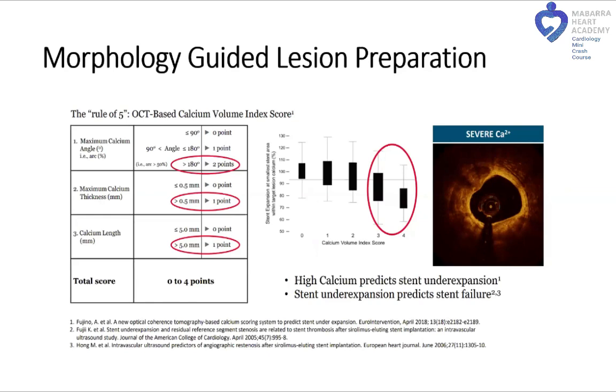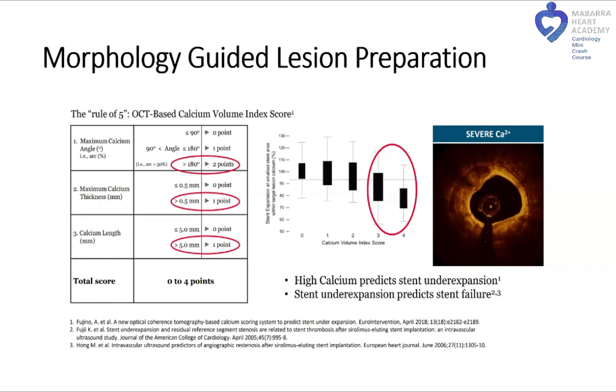This score has been developed to help decide on your calcium modification strategy, and it's called the calcium volume index score. And it has three components. This is basically depicted on the OCT with the newer software. This is all automated. The first component is the maximum calcium angle, or the arc of calcium. If you have more than 180 degrees of calcium, this gives you 2 points.